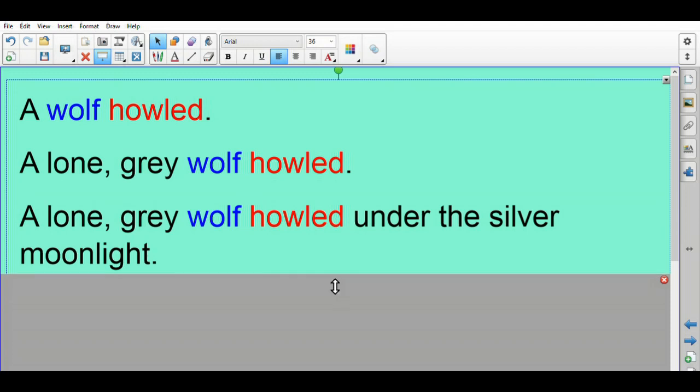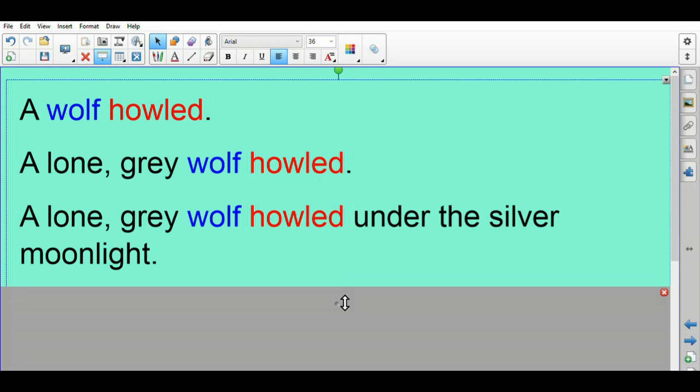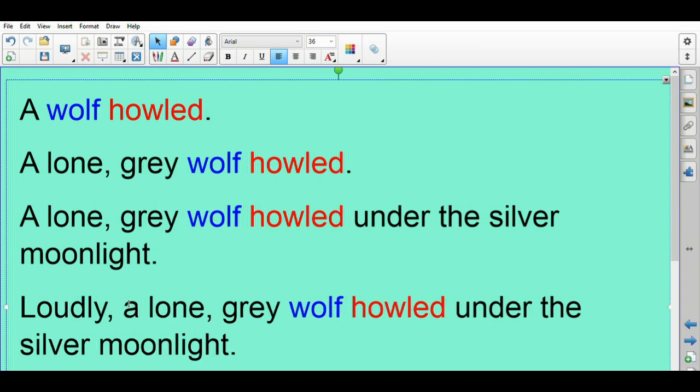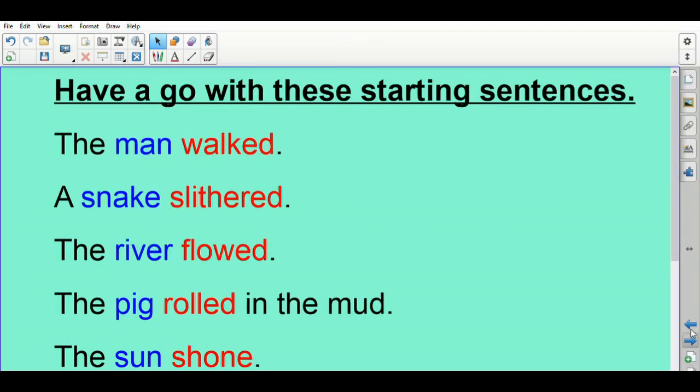Loudly, a lone grey wolf howled under the silver moonlight. Again, we've got an adverb here saying how it happened. So let's see. Have a go with these starting sentences.